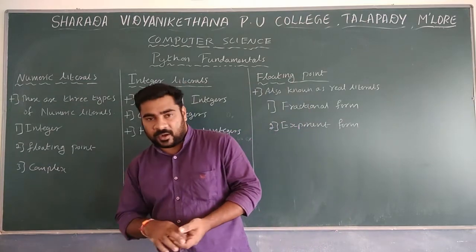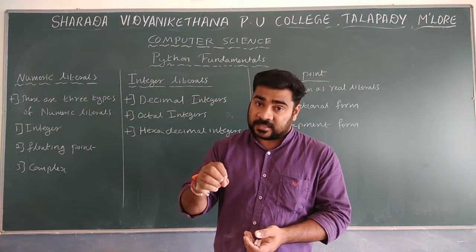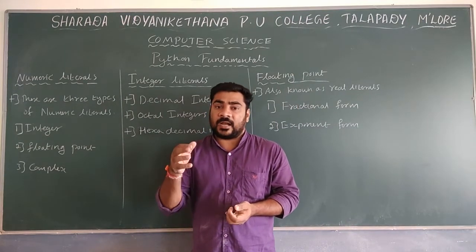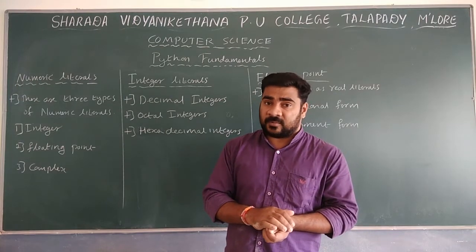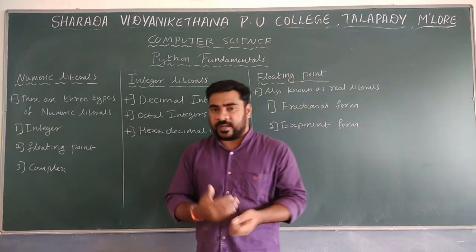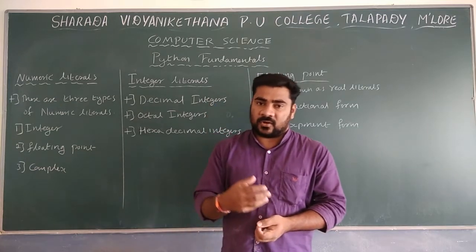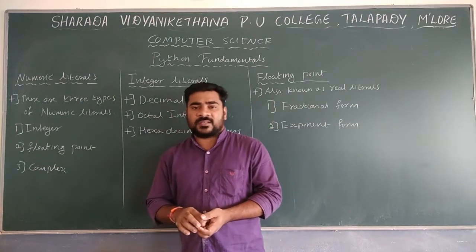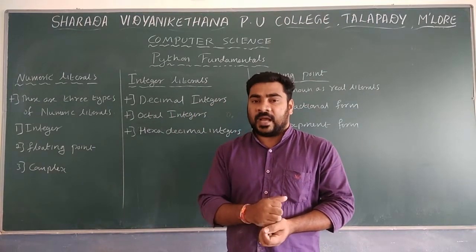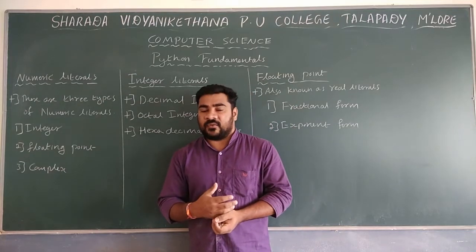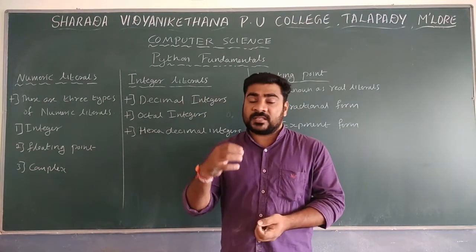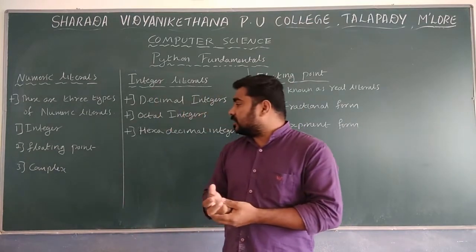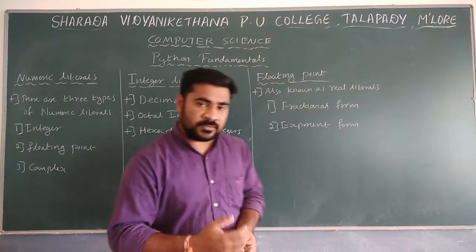The next type is floating point. The floating point contains exponents sometimes, like 10 into 2 raised to 3, and also the fraction part, like 0.35, 0.98, 0.58. Those types of numbers are known as floating point numbers. The last one is complex numbers, with i and j values, the i cap and j cap. These are the three types of numeric literals: integers, floating point, and complex values.